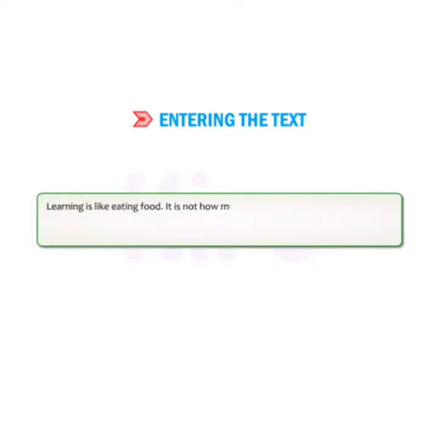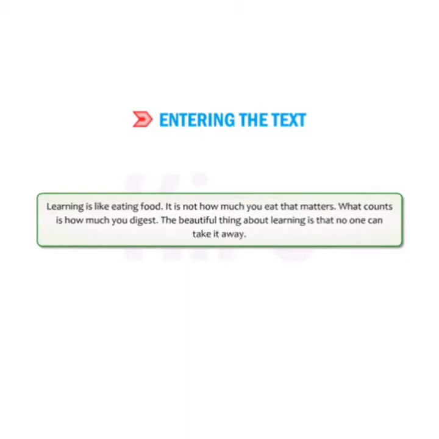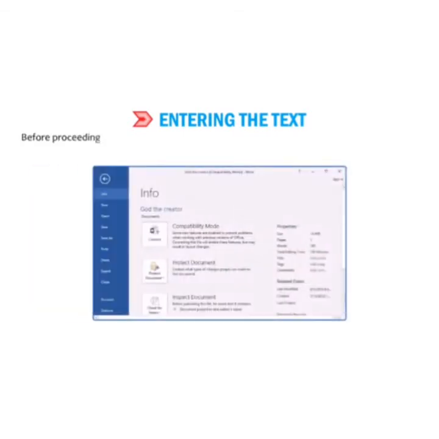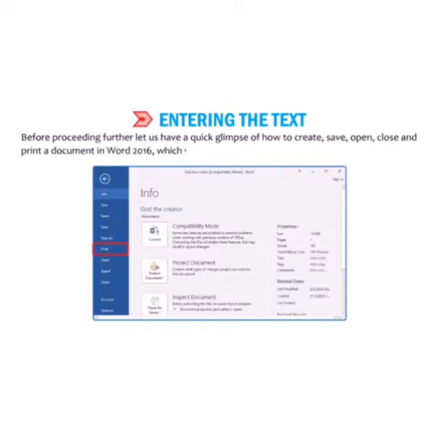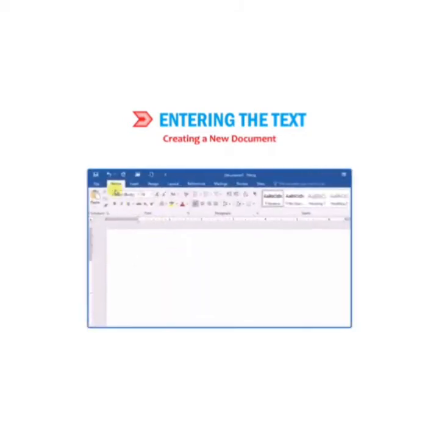Okay, next is learning is like eating. When writing some lines that will not fit in one line, the text will automatically come on the next line. Before proceeding further, let us have a quick glimpse of how to create, save, open, close and print a document in Word 2016, which we have already discussed in the previous class. But for a quick review, we'll do it.